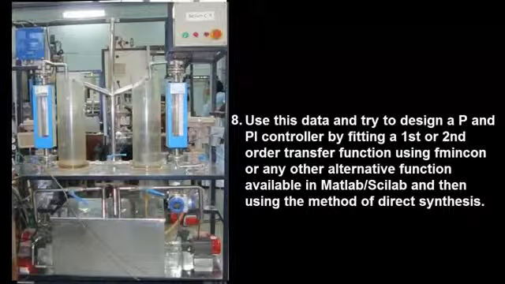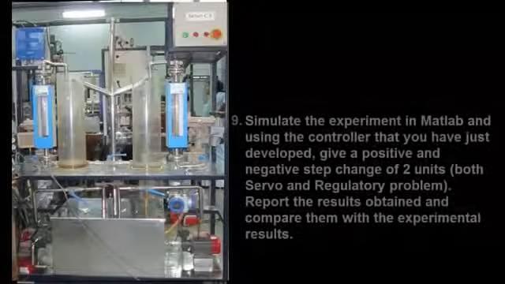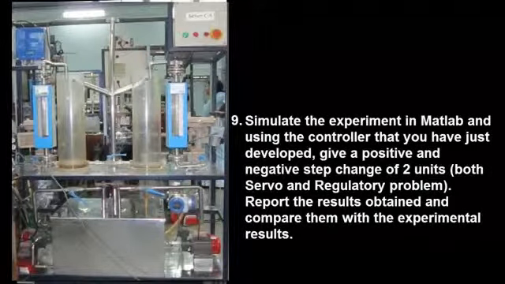Next, using the data file, try and design a P or a PI controller by fitting a first or a second order transfer function using fminCon or any other alternative function in MATLAB or Scilab, and then using method of direct synthesis. Finally, simulate the experiment in MATLAB and using the controller that you have just now developed, give a positive and negative step change of 2 units. Report the results obtained in the form of graphs and compare them with the experimental results.